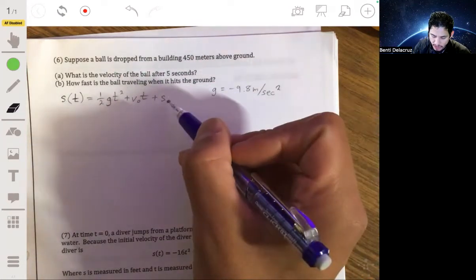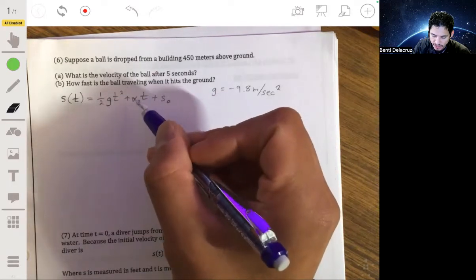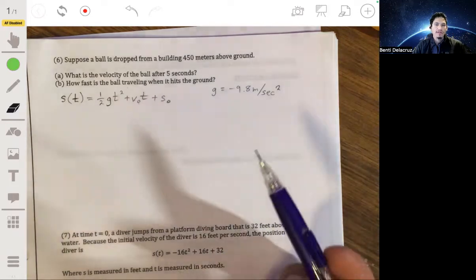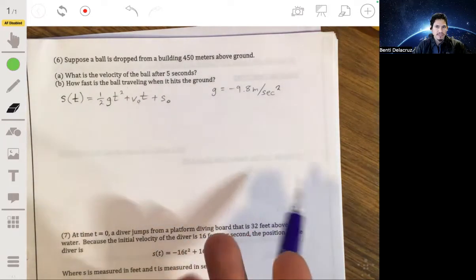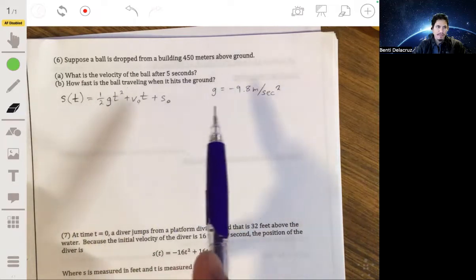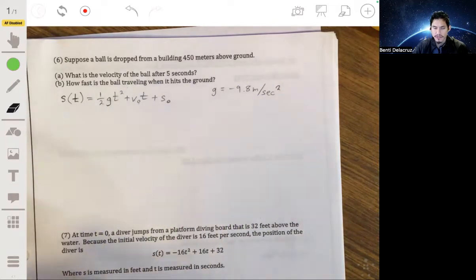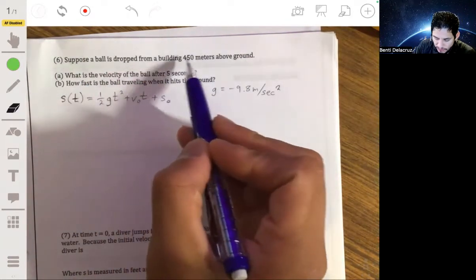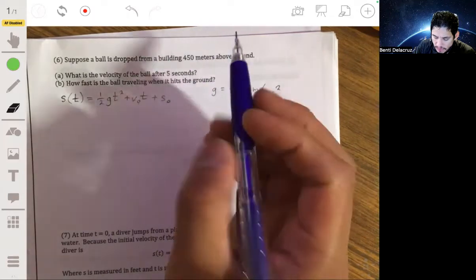And again, know what V naught is. V naught is initial velocity, and S naught is initial position. Now, again, typically you'll get formula sheets in the physics course where you're going to have these equations, so you can usually refer to them like that.